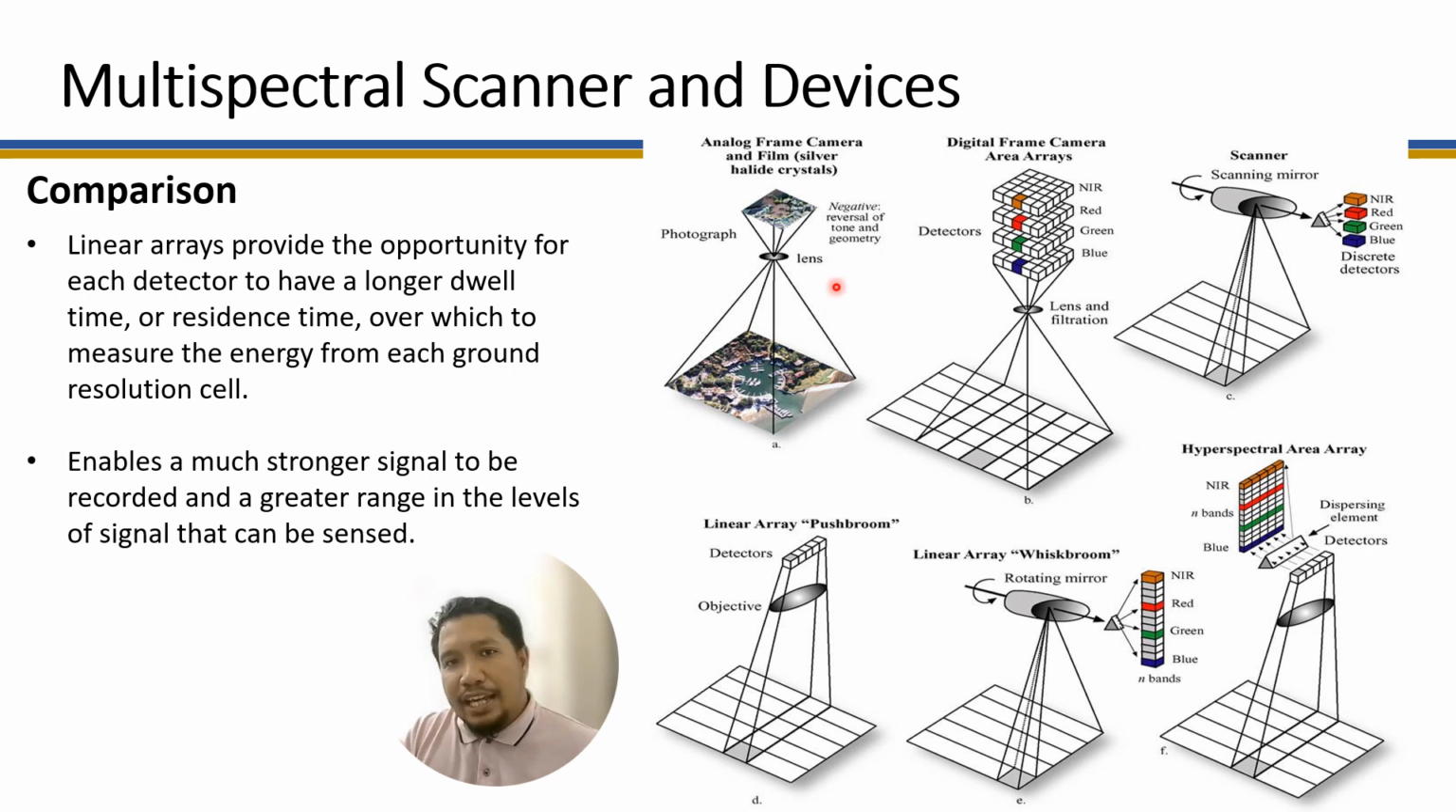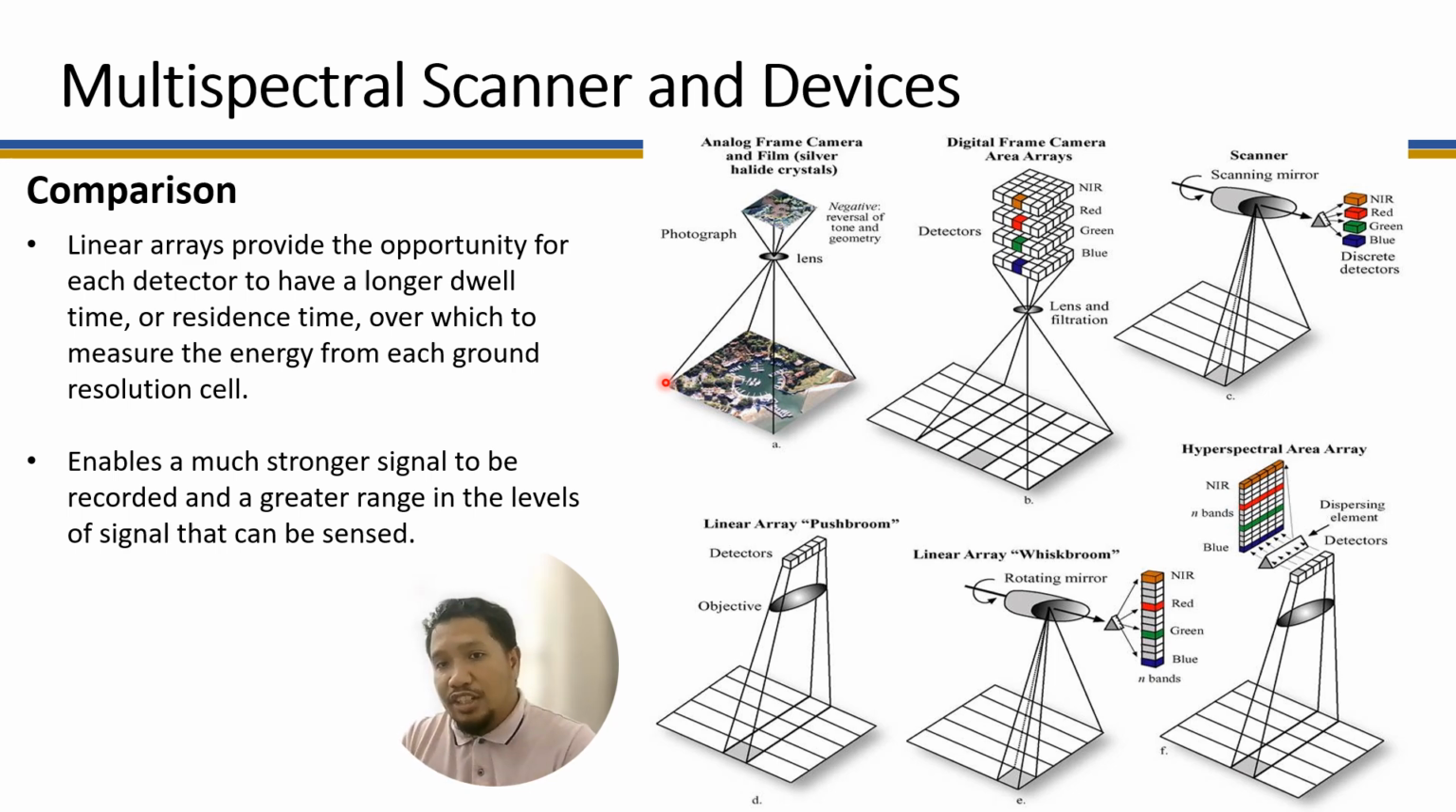So let's start by looking at the analog frame camera and film. These traditional systems rely on photographic film that uses silver halide crystals to capture images. So light passes through a lens and is focused onto the film, creating an image. The resulting photograph is a negative, meaning the tones and geometry are reversed. While this method can capture multiple bands, it is limited by the chemistry of the film, making it less versatile than common digital methods.